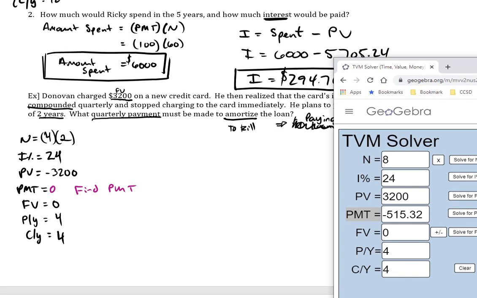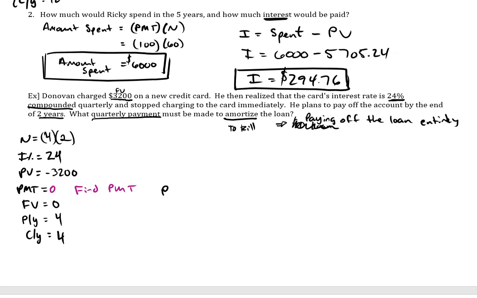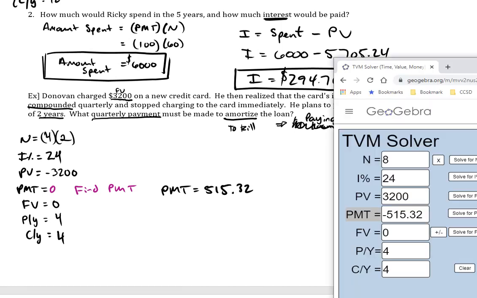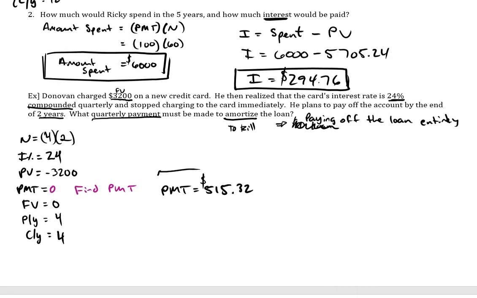Okay, so there we go. So we do have it. So the payment is $515.32. Good. Okay, just making sure I wrote the right decimal down. Right there. Okay, so that's it. That's all I wanted. So what quarterly payment must be made to amortize the loan? We found it. About $500 each quarter for 2 years, and that should pay it off.